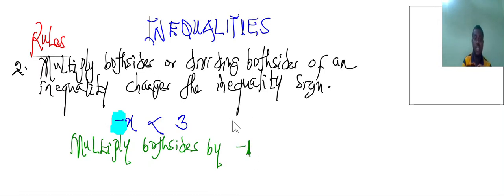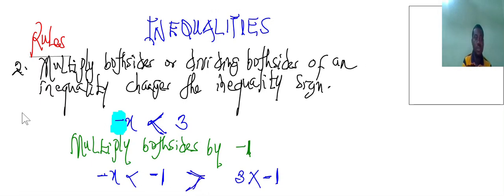So if I have to multiply both sides by -1, so we have negative x times -1, that's the left side, right side 3 times -1. Now the rule is once we are multiplying both sides of the inequality by a negative sign, the inequality sign must change. So here we have less than, so we need to change to what? Greater than. It's a rule, provided you have multiplied both sides of the inequality by a negative. So inequality changes to greater than.